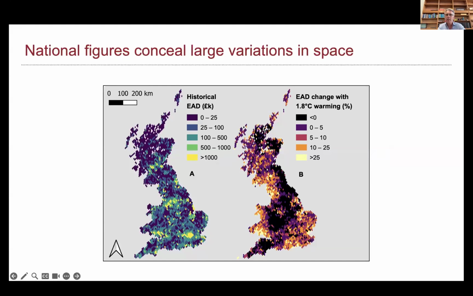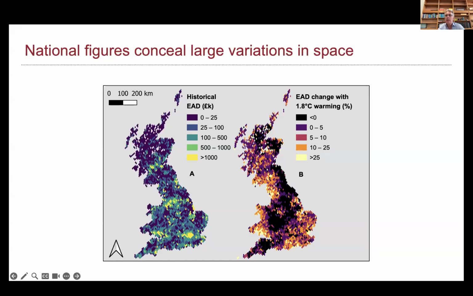So on the left-hand side, this is the historical expected annual damage in thousands of pounds for 10-kilometre hexagons across the UK. And you can see that the values are high where the population is, in London, in South Wales, in the conurbations of the Northwest and the Scottish Central Belt. On the right-hand side, this is the percentage change in expected annual damage with 1.8 degrees of warming. Now, remember here, the EAD at a national level is only increasing by 4%.